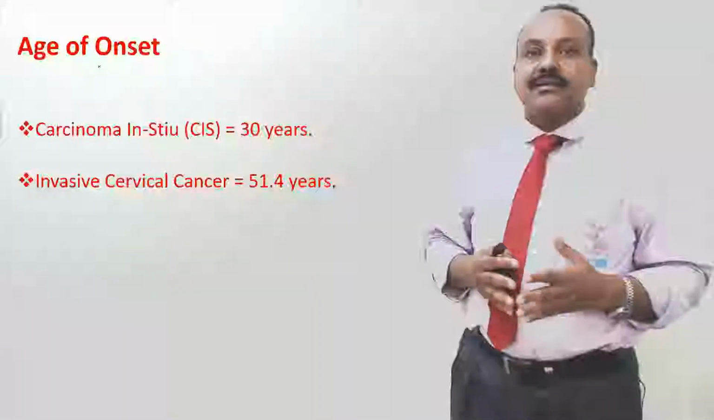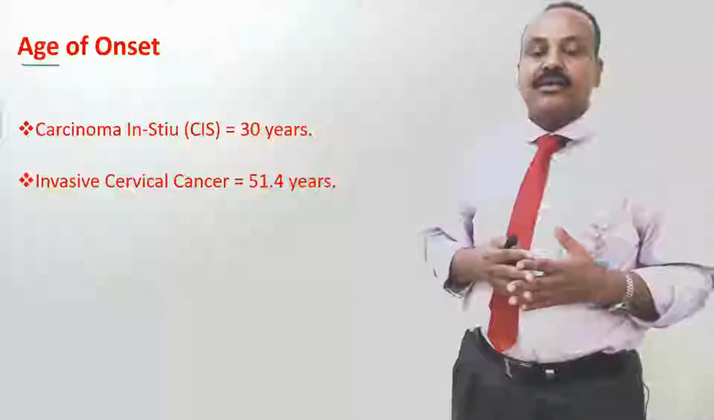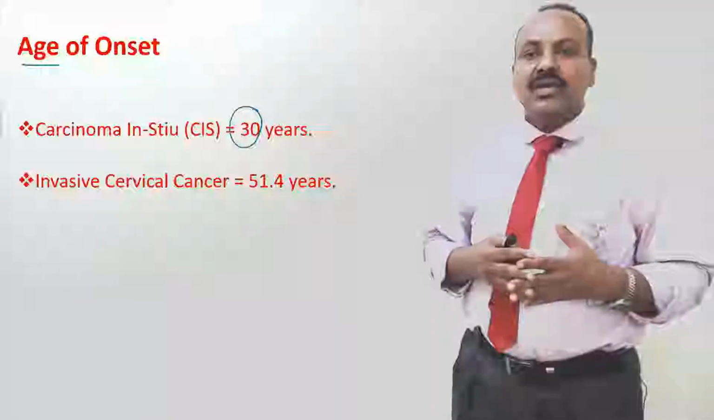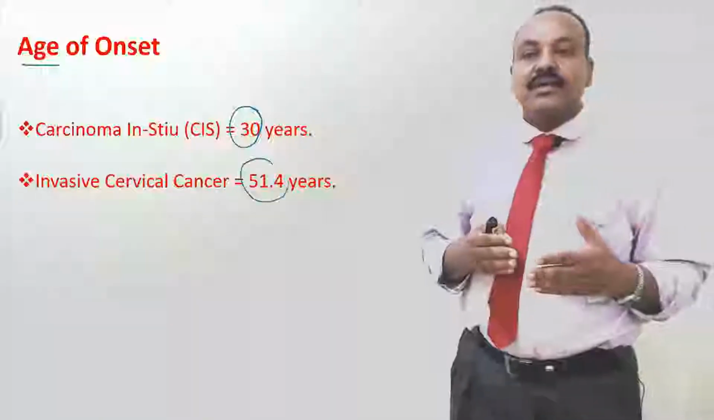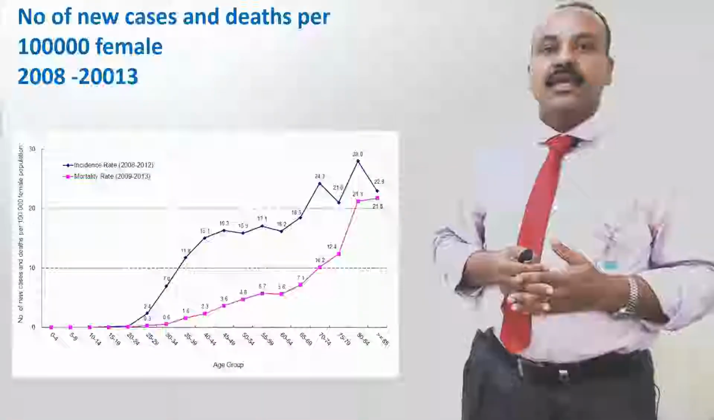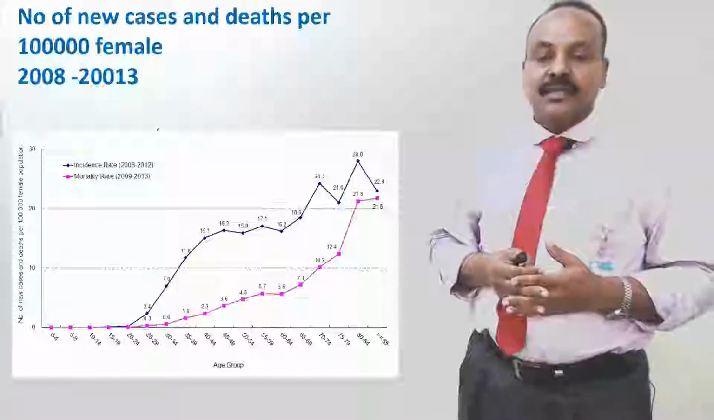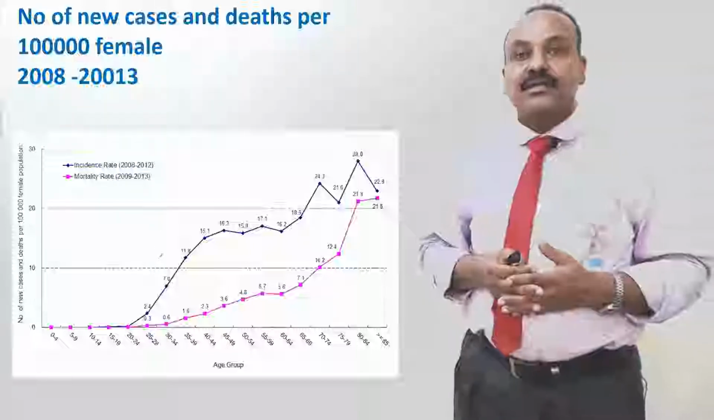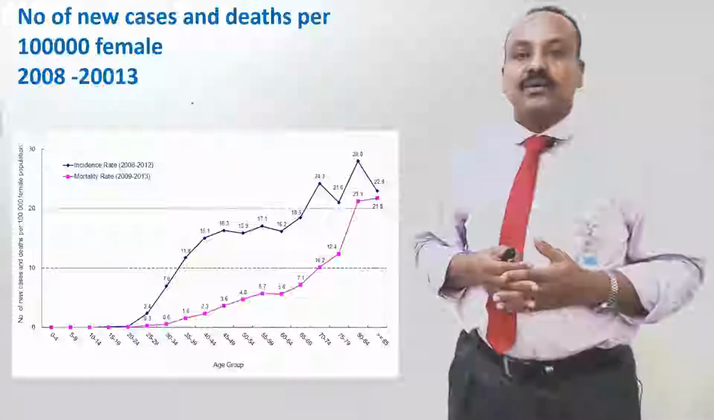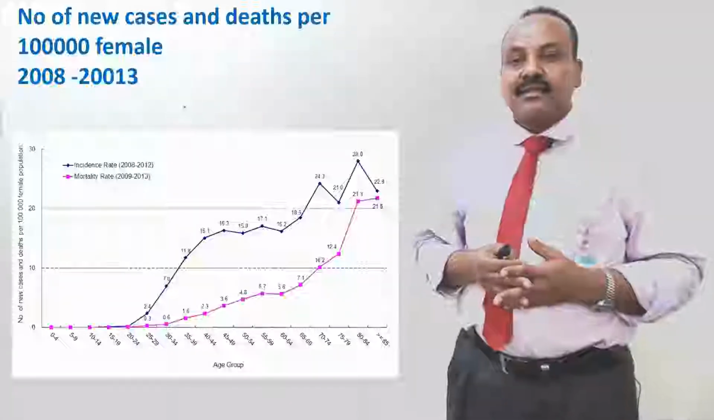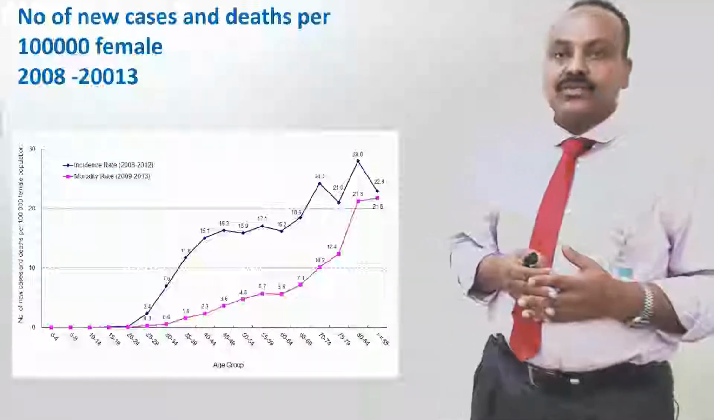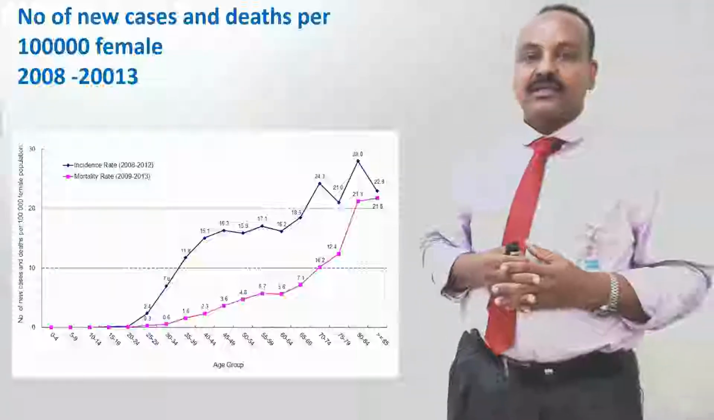Cervical cancer occurs at different ages. Around 30 years is carcinoma in situ, and around 51 years is invasive cervical cancer. Here you can see in this chart or diagram the number of cases per 100,000 females. It is increasing here up to 2030.